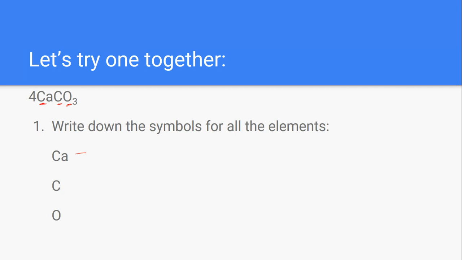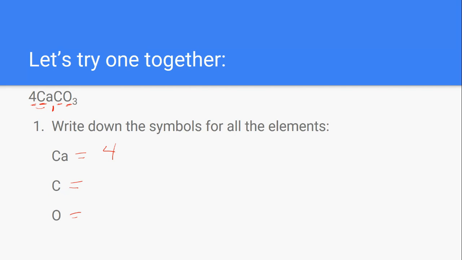So if I look at how many calcium I have, it is 4, because I'm looking at this 4 here. The subscript after this Ca is going to be 1, so I know that I have 4 calcium.